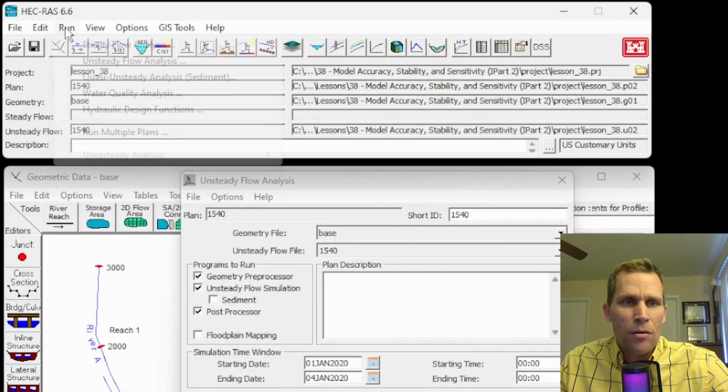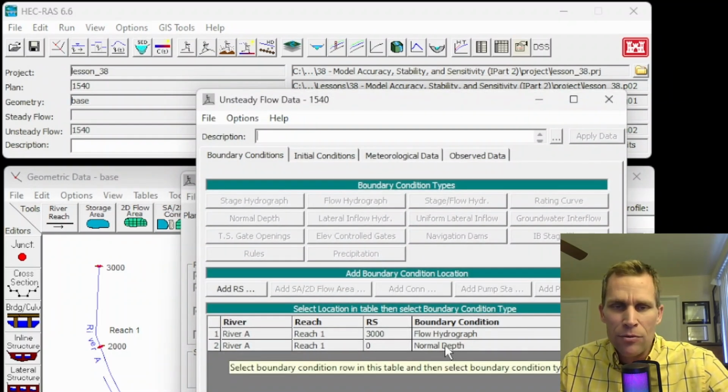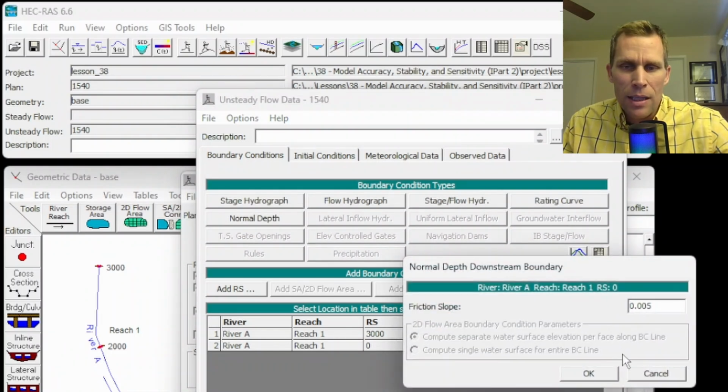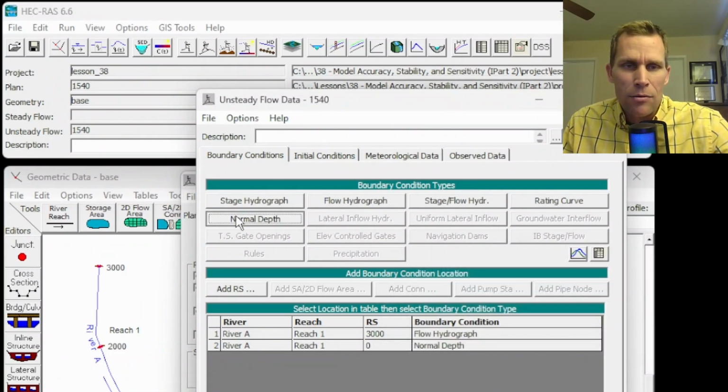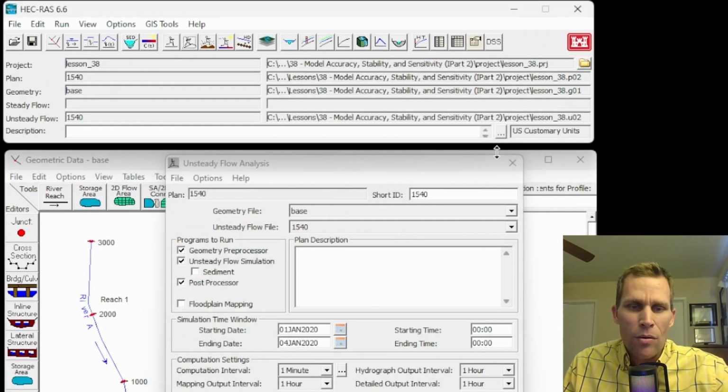So to set that, you go up to Edit, Unsteady Flow, and then for the downstream boundary condition, which I have here at river station 0, just double click that, or you can select it and click Normal Depth. Right now I have it set to 0.5%, or 0.005 in decimal notation, which is equal to my channel slope. I usually use normal depth as a downstream boundary condition and set it to the normal longitudinal channel slope in my model, and I've never had a problem with that.